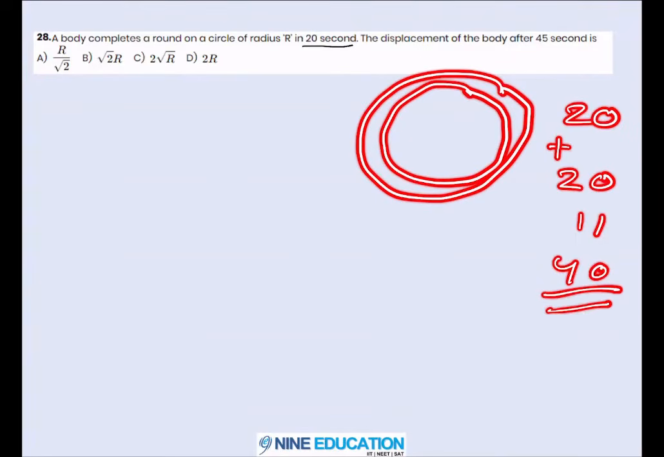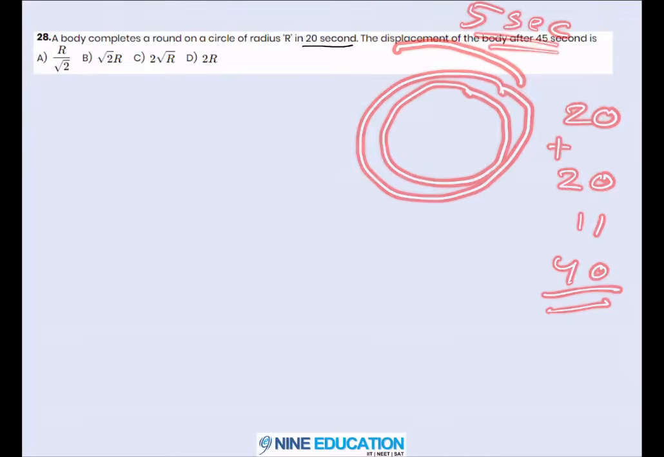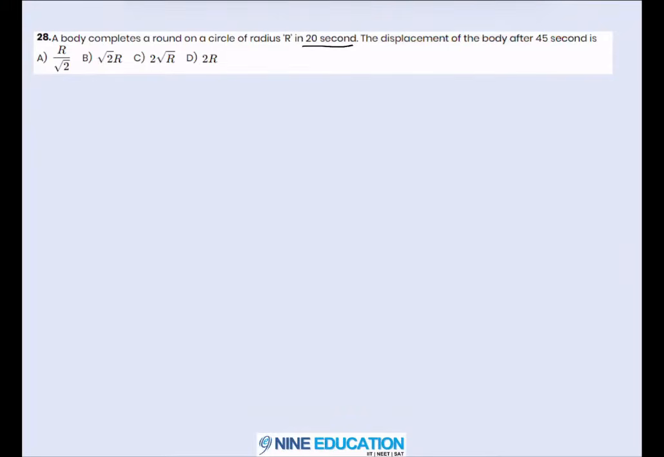And after covering two rotations, it will move along the circle for 5 more seconds. That means within 40 seconds, it is going to complete two complete rotations. And after that, it is again going to move for 5 seconds. Now let us apply the unitary method in order to find out how much additional angle it is going to move within that 5 seconds.